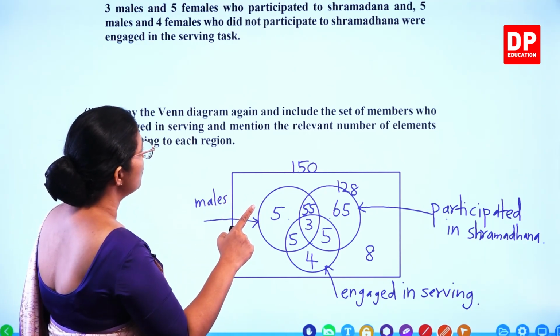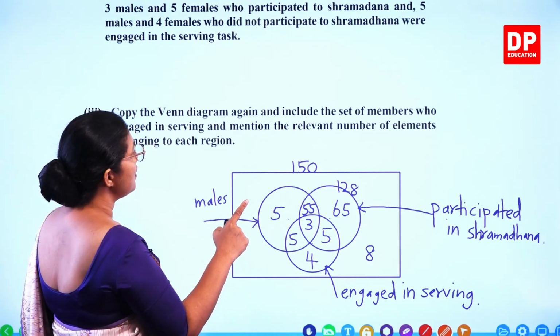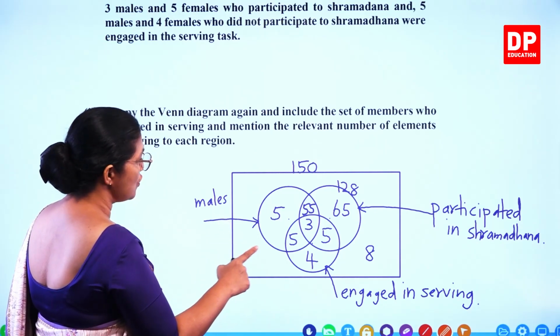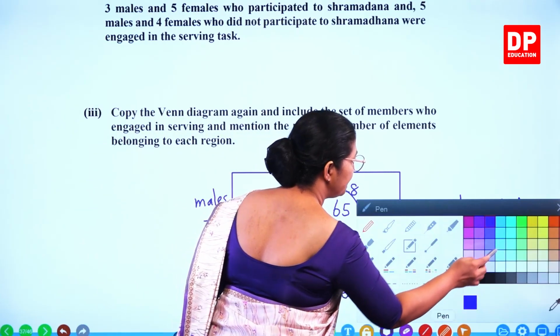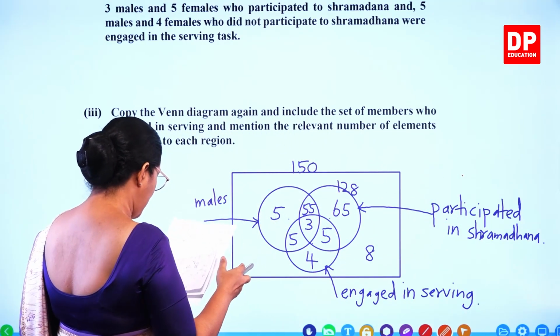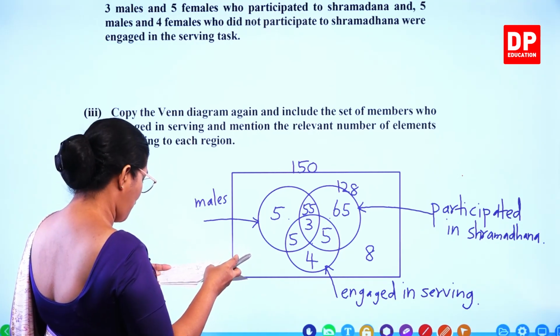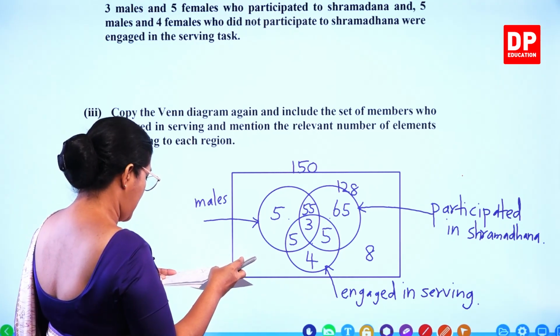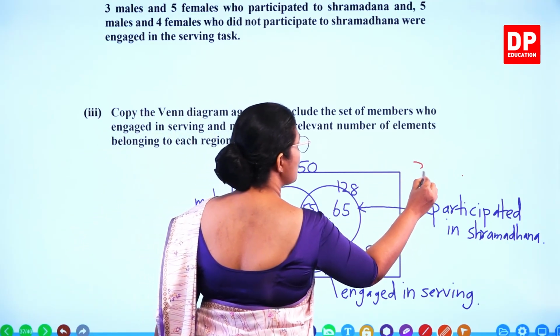And here you have to write down, mention the relevant number of elements belonging to each region. So you have to show this part. So how many marks for that? Showing all these values. 65, 55, 5, 5, 4 and 8. Everything you get 3 marks for this question.